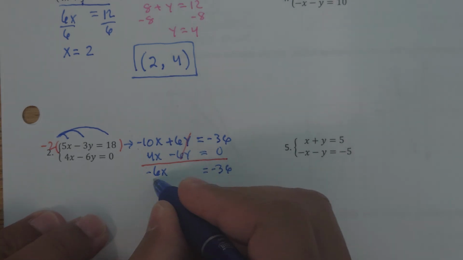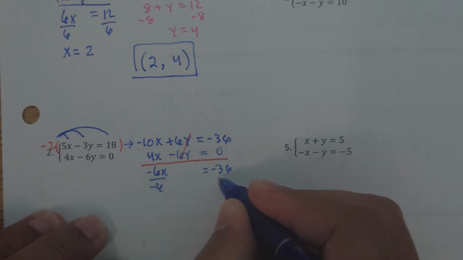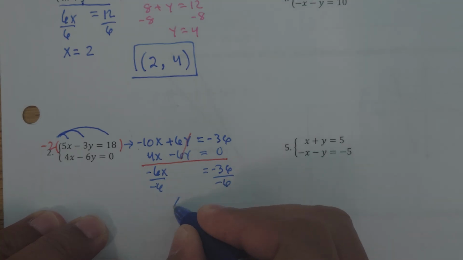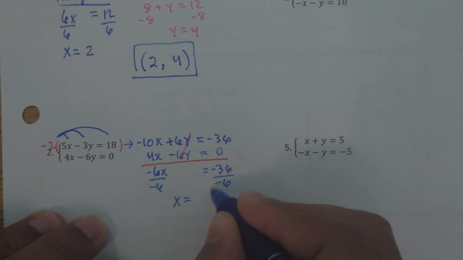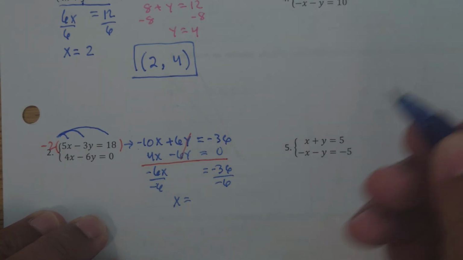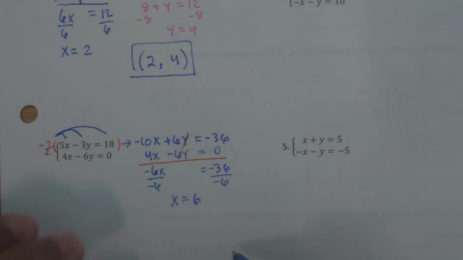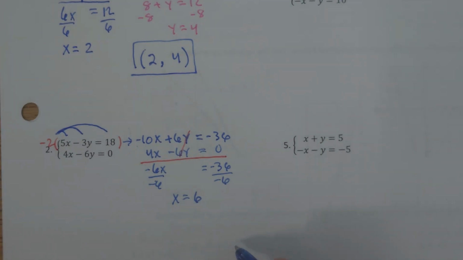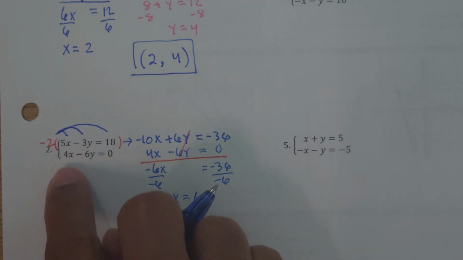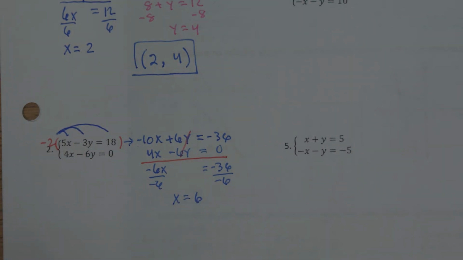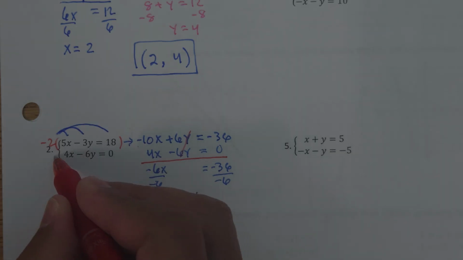Since we're solving for x, let's divide by -6 on both sides of the equation. So then x equals 36 divided by 6, since they're both negative. That means x equals positive 6. Okay, so once we find the x coordinate, we can go ahead and go back to either one of these equations. Again, you can choose either one of them. I'm going to choose this one here, but it's okay if you go to the first one.